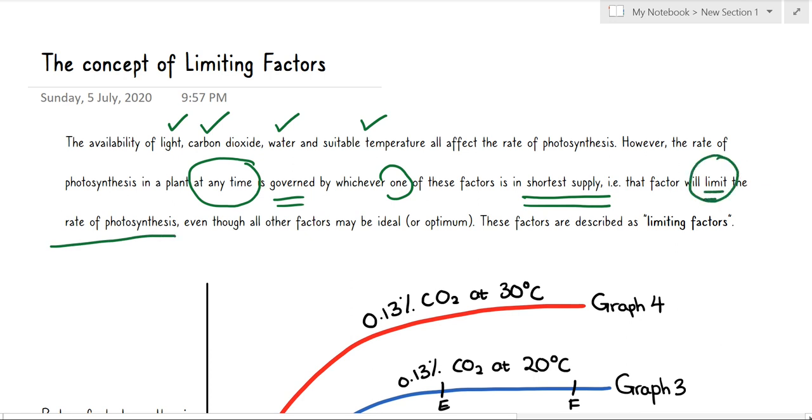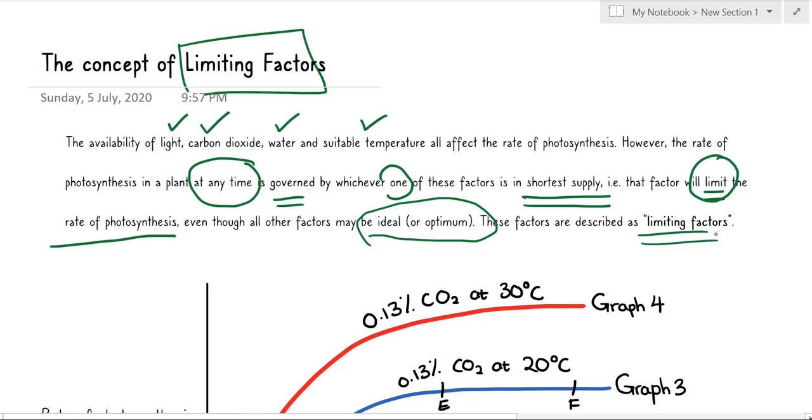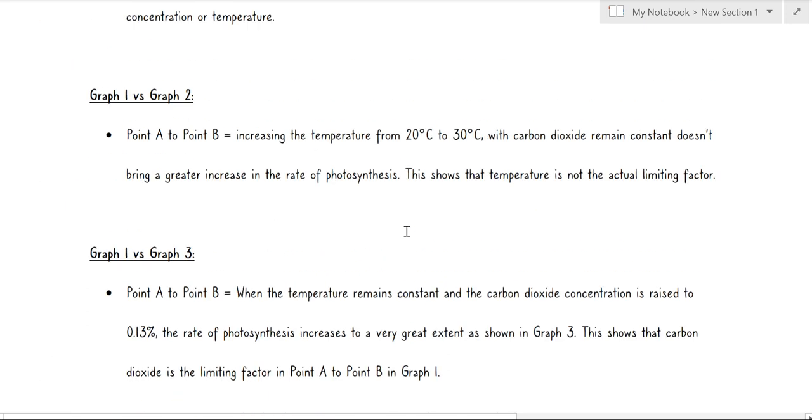So here we have the word limit, and that's where we get the word limiting factors from. Even though all of the other factors may be ideal or optimum. So even though, for example, carbon dioxide, water, and temperature are in the best condition, but if light isn't the best condition, then it's going to be the limiting factor. It is the one that is limiting the rate of photosynthesis. These factors are described as limiting factors. So that is the key word of today.